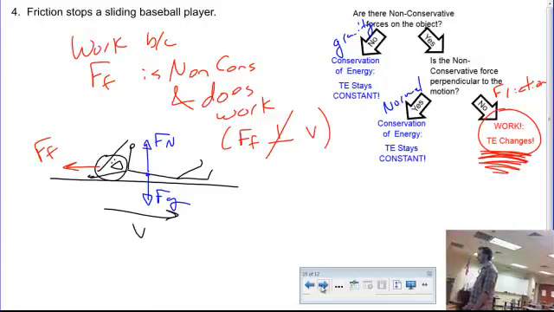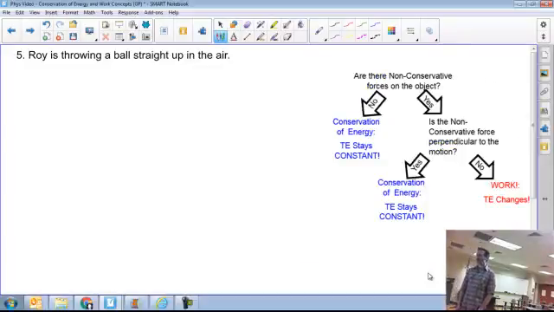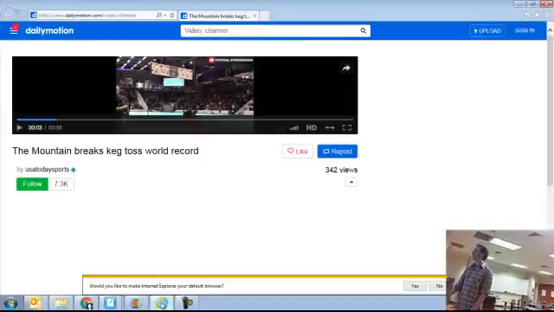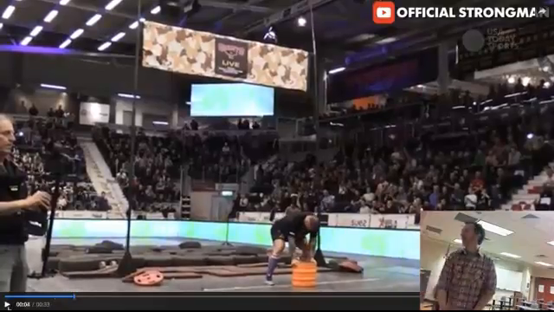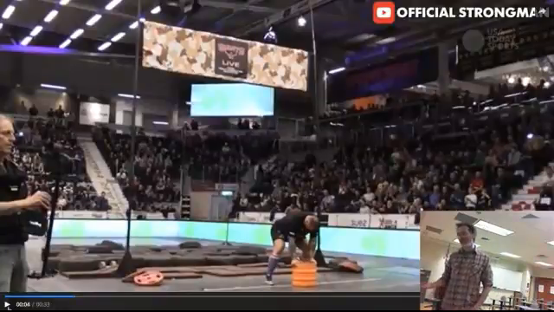Okay? All right. Now, this last example says Roy is throwing a ball straight up into the air. So what I'm going to do here is sort of exaggerate this. I'm going to show you an extreme example of somebody throwing a ball up in the air. They have these strongman competitions, right? These big, beefy Norwegian dudes. So this dude here that you can see on the screen is one of the guys that plays the Mountain on Game of Thrones.